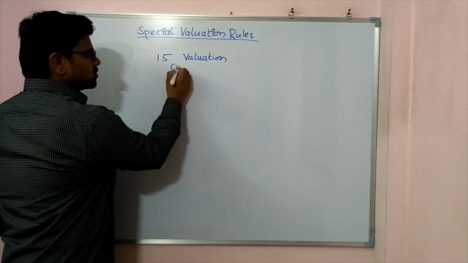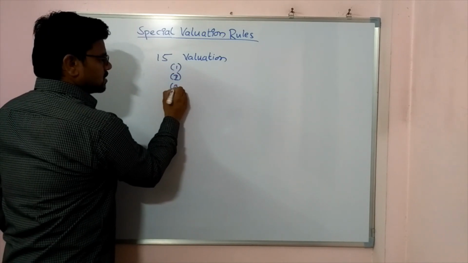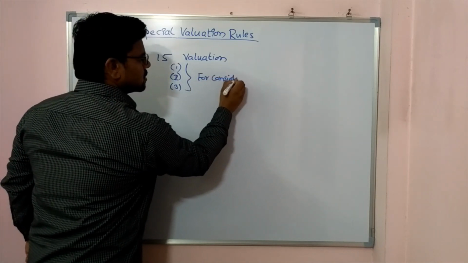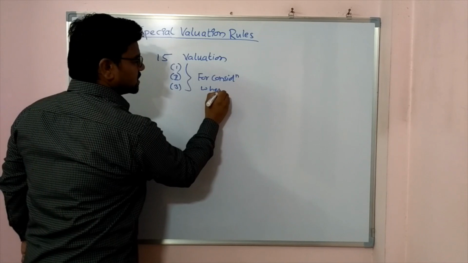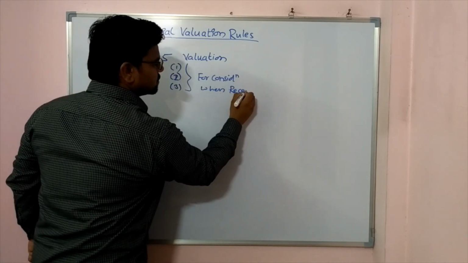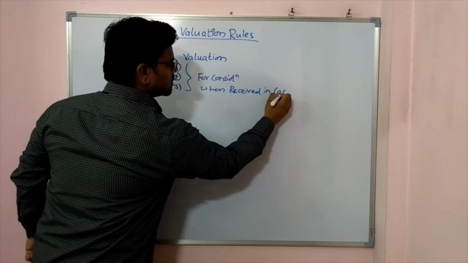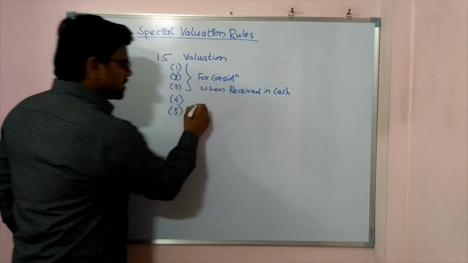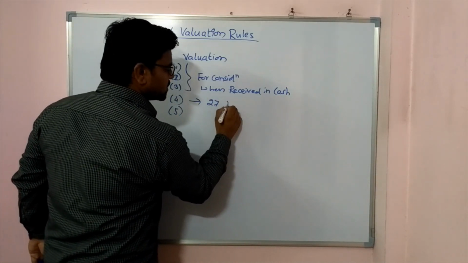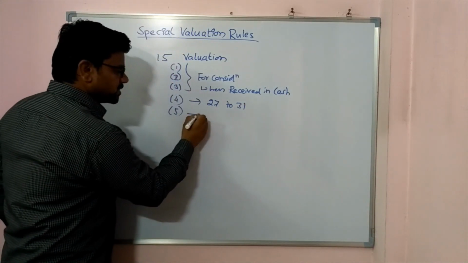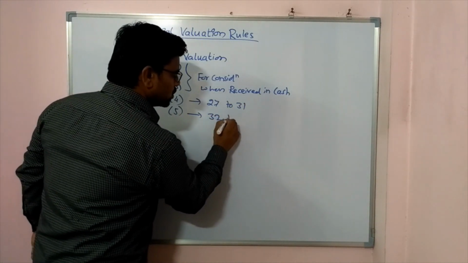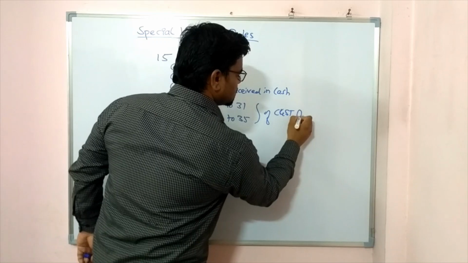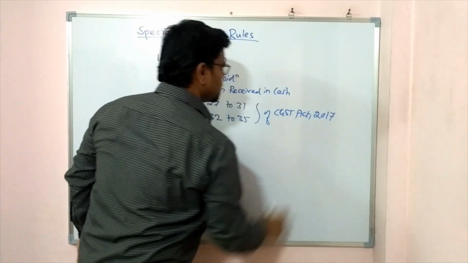Now there are so many subsections, right? Subsection 1 is for consideration when received in cash. In all other cases we have subsection 4 and subsection 5. Subsection 4 directs you to rule 27 to rule 31, and subsection 5 directs you to rule 32 to rule 35 of the CGST Rules, 2017. Hope you understand.